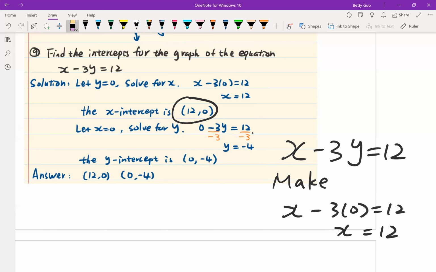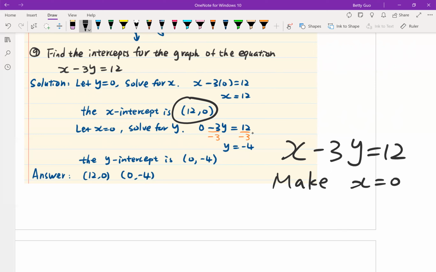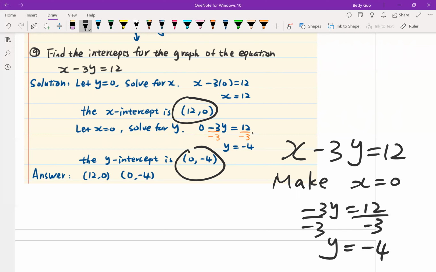For y-intercept, we make x be 0. X is 0. 0 minus 3y equals 12. Divide both sides by -3. We have y equals -4. 12 divided by -3 is -4. So the y-intercept is (0, -4).